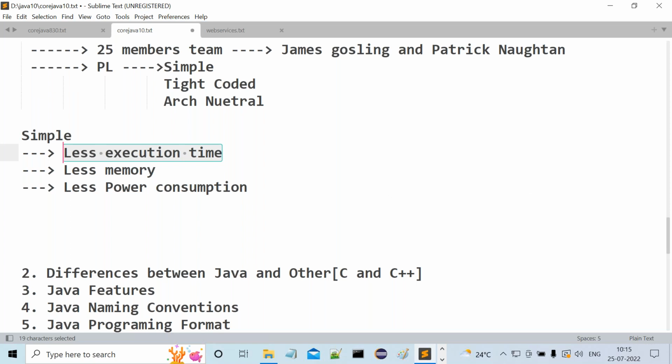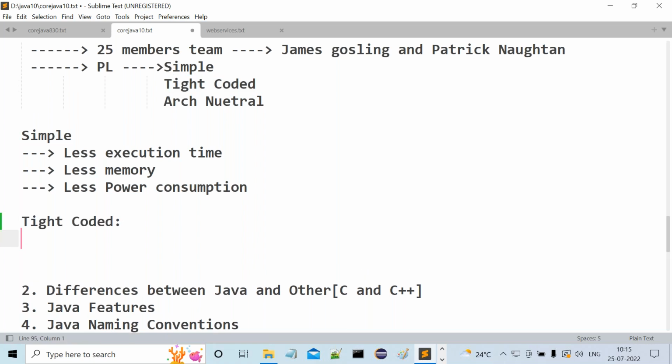All of you clear up to this point? Up to this part we understood, right? Good, nice. Now let's move on to the next one. Actually, tight coded. What exactly is the meaning of tight coded? I'll use some clarity now. Try to understand this clearly. What is the meaning of tight coded?